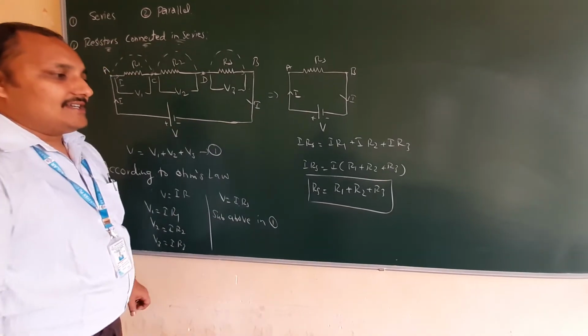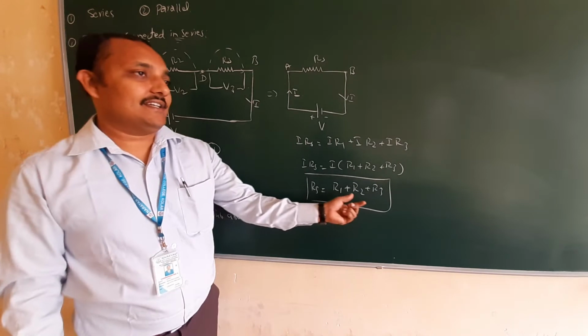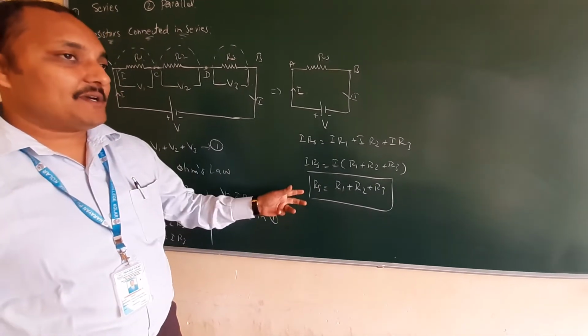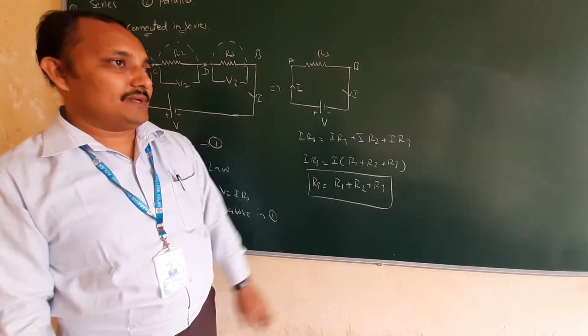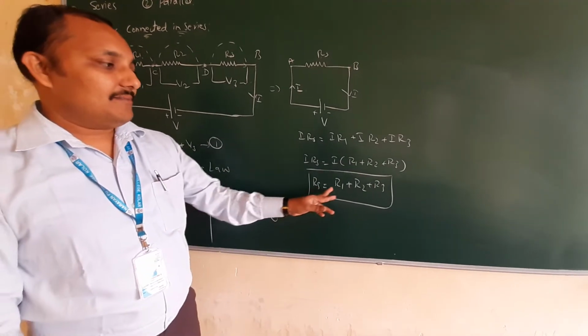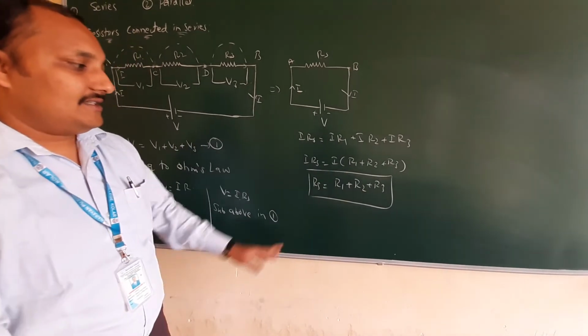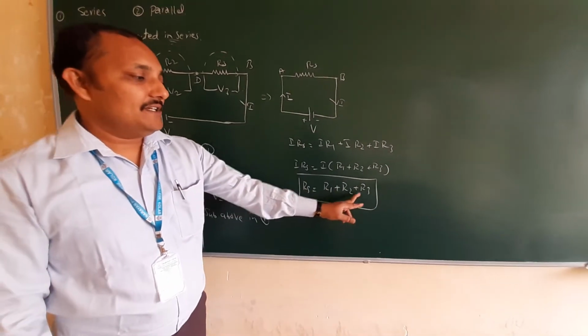This is the resultant resistance when three resistors are connected in series. In the case of capacitors, what did we get? The reverse. 1 by Cs equals 1 by C1 plus 1 by C2 plus 1 by C3. Here it is R1 plus R2 plus R3, the resultant resistance equal to the sum of the three resistors.